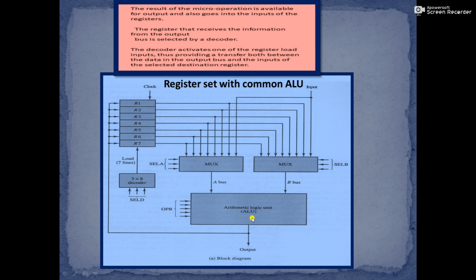The result of the micro operation is available for output and also goes to the input of the registers. The register that receives the information from the output bus is selected by a decoder. The decoder activates one of the register load inputs and is used to transfer the data between the output bus and the registers.